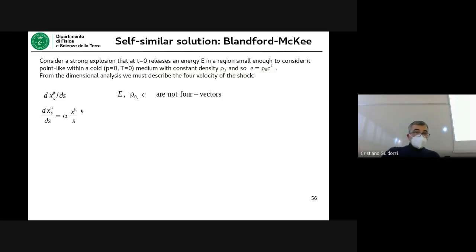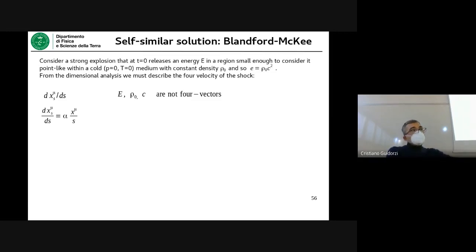This is a Lorentz invariant quantity, and we want it to be a function of Lorentz invariant quantities. But these are not Lorentz invariant quantities. So the only way to do this is to have a ratio between the quantity itself, which is a four-vector, over a Lorentz invariant scalar, which is s. That's the only way. There's no other way, because it's no longer the simple dimensional requirement that we exploited in the case of the Sedov-Taylor solution.